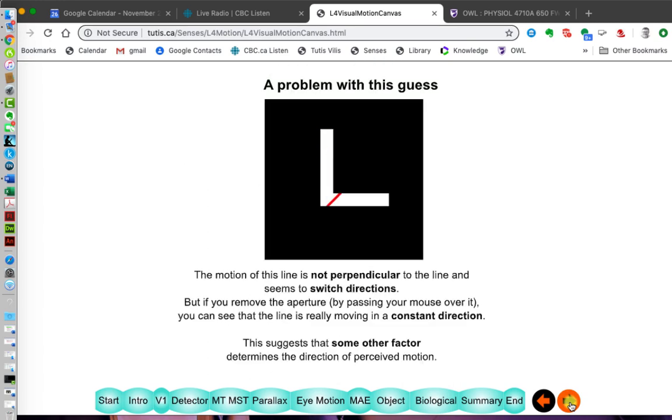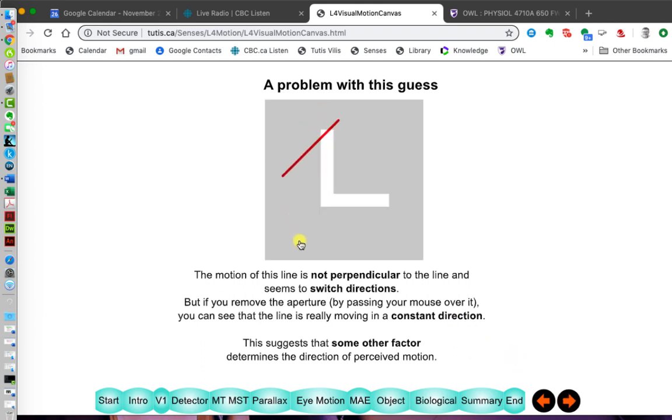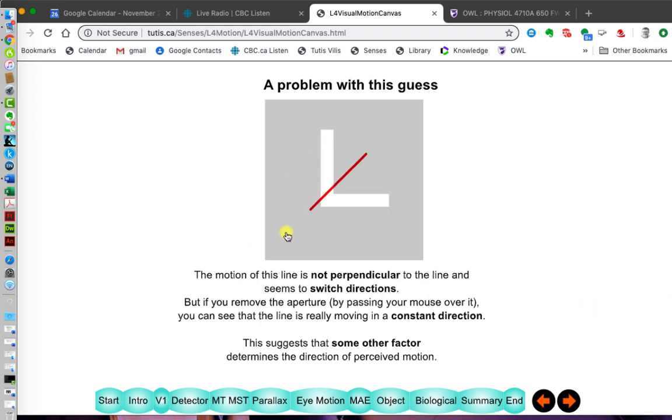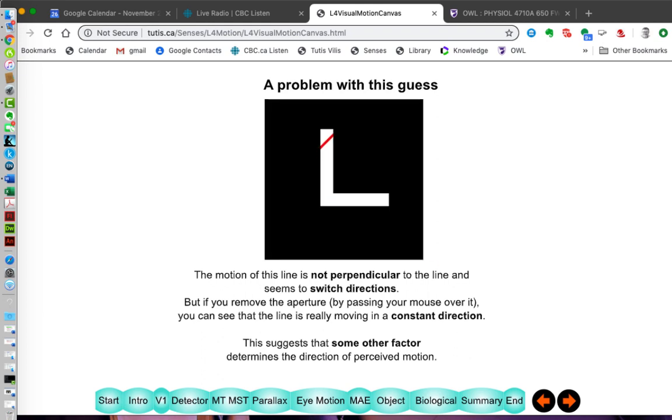But then you get this thing. Here, it looks like the line is moving up, down, then right, and then left, when in fact it's just moving back and forth horizontally, and its direction isn't changing at all. But it's down here or it's up here. So the brain must be making some other guesses as well.